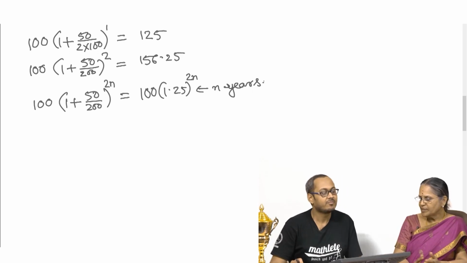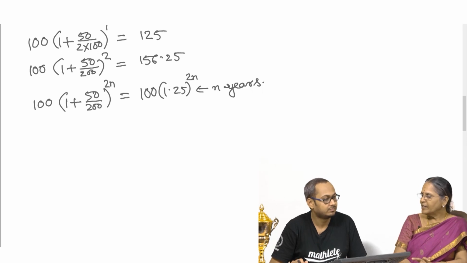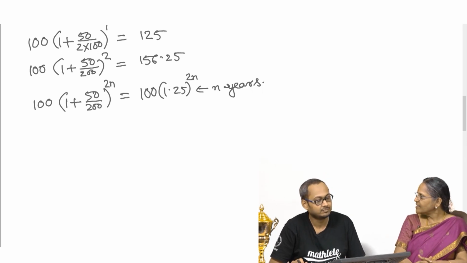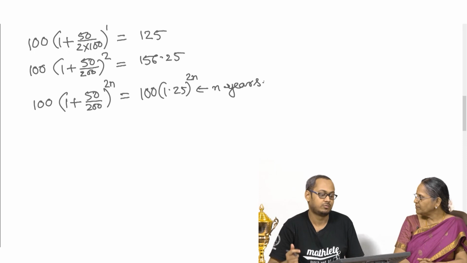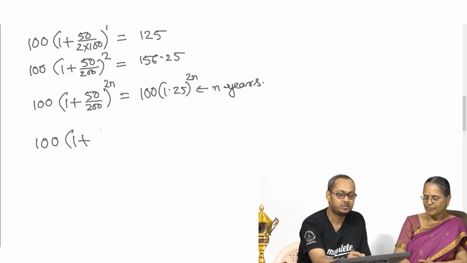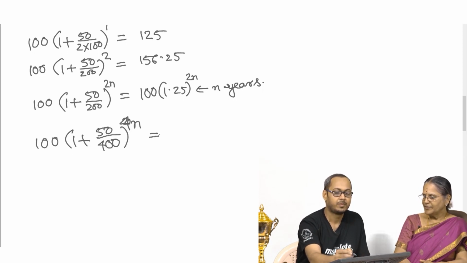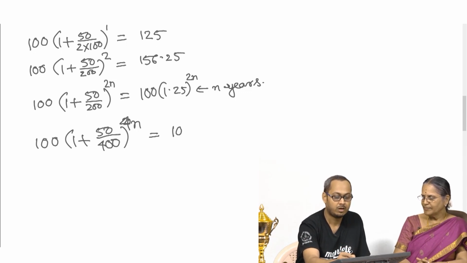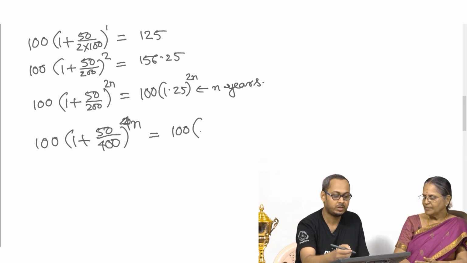So my question now is, what if I compound the interest every 3 months? Then also we have to use the same thing. Instead of this 50 by 200, it will now be 50 by 400, and power 4n. So at the end of n years, our formula will be 100 into 1.125 power 4n.